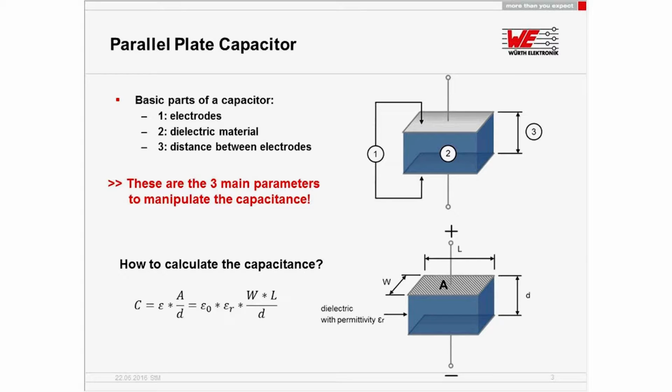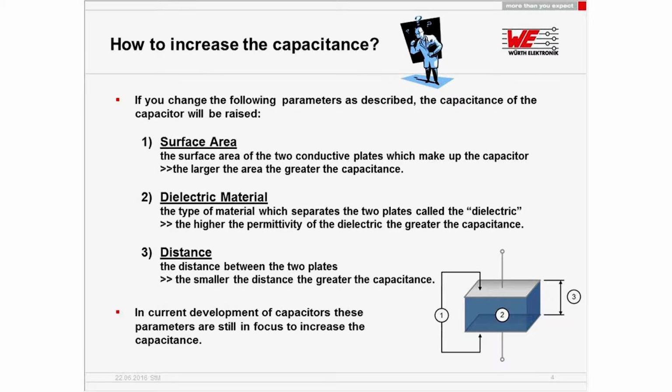As you can see, the small formula at the bottom side for the calculation of a parallel plate capacitor. Yeah, it's very simple. So you have the permittivity, the surface area, and the distance. And nowadays, still, these 3 parameters are mainly driving the capacitor development.